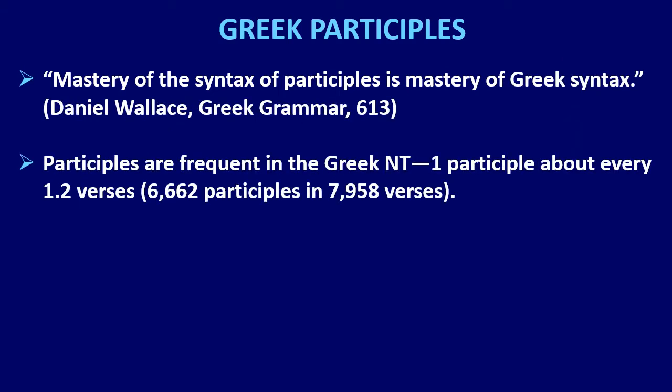Participles are very frequent in Greek. You'll notice in the New Testament that they occur about every 1.2 verses. In other words, they're not one per verse per se, but a little less frequent than one per verse. 662 participles in the New Testament. I've seen some other statistics that say the figure's slightly lower than that. It depends on textual variants and manuscript differences, that sort of thing. But the New Testament has 7,958 verses in it. And when you add up all the participles, you can see that they're quite common and therefore very important.